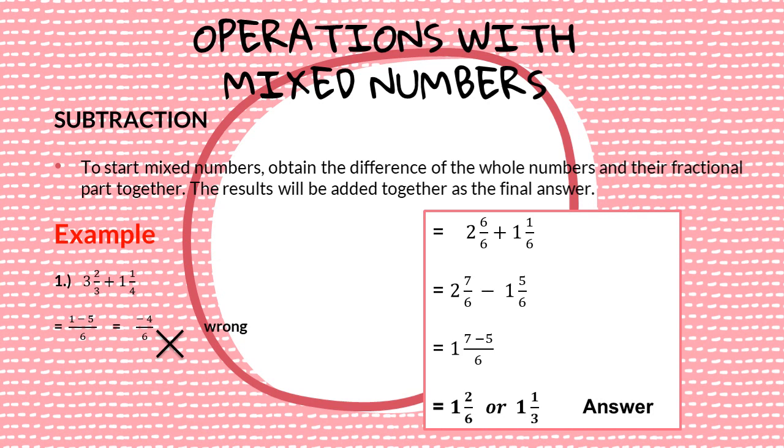So, we have 7 minus 5/6, and then for the whole number, we have 2 minus 1 is 1. So, therefore, our final answer is 1 and 2/6, or may GCF pa yung 2 at yung 6 to both numerator and denominator na 1 and 1/3. So, pwede pa po natin siyang i-lowest term. At yun po yung pinaka-answer natin para sa subtraction.